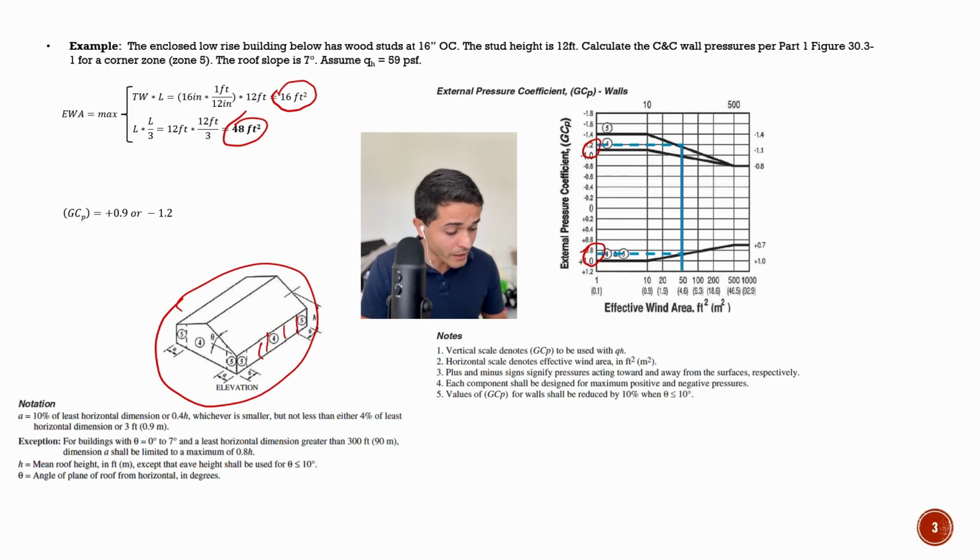0.9 positive and also negative 1.2. However, note that the roof slope, like I mentioned, is 7 degrees, so it's less than 10 degrees. And if we look at this highlighted note here, note 5, it states that values of GCP for walls shall be reduced by 10% when the roof slope is less or equal to 10 degrees.